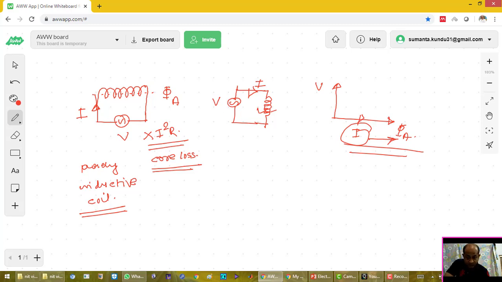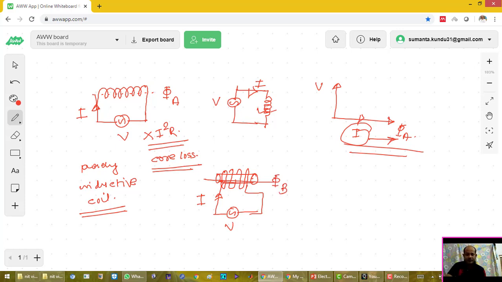Now consider an iron core. Let me see what will happen. Suppose I have taken an iron core, and I have given the supply V here. The current is I, and the flux produced is phi B.